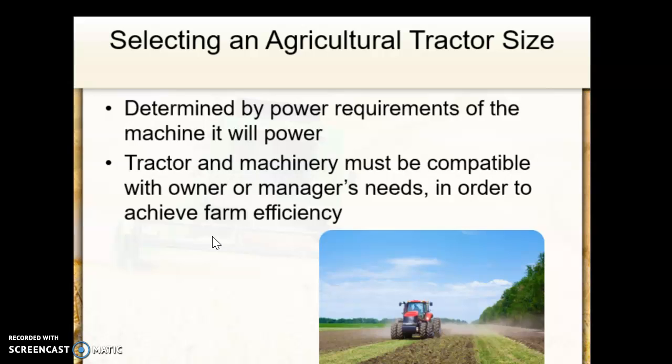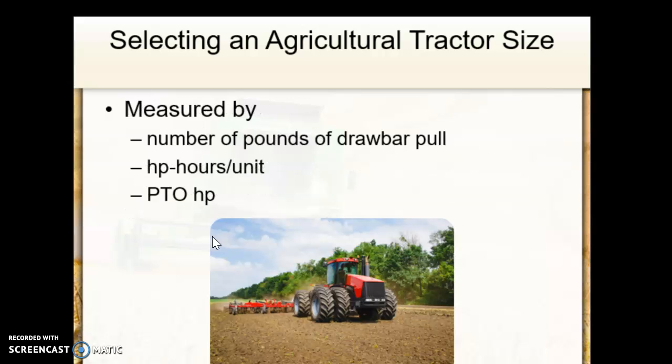So the tractor and machinery have to be compatible with the owner or the manager's needs in order to achieve farm efficiency. So the tractor has to be compatible with the implement, and it also needs to be compatible with the operator. So we measure tractors, as I said, by the number of pounds of drawbar pull, the horsepower hours per unit, and then the power takeoff horsepower as well.